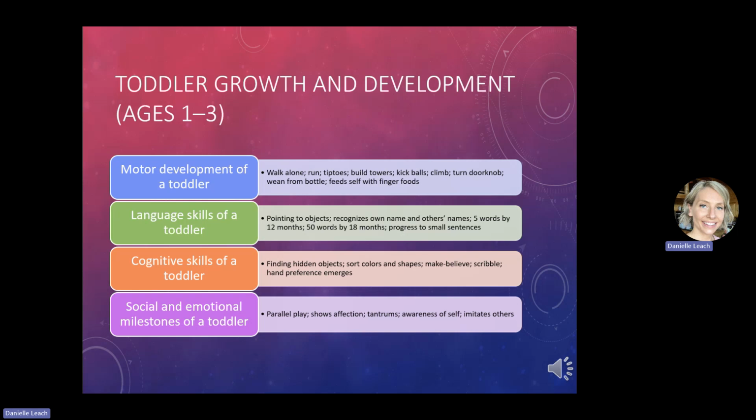Socially and emotionally, this is where toddlers engage in parallel play, like we talked about before, where they may play with the same toys near other toddlers, but they may not necessarily be actively playing together. They do start to show affection during this time, so things like hugging and kissing, but on the other end of the spectrum, they also throw tantrums. They become aware of themselves and they often imitate others.